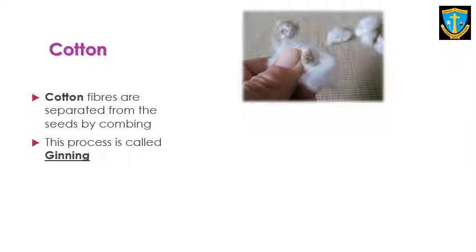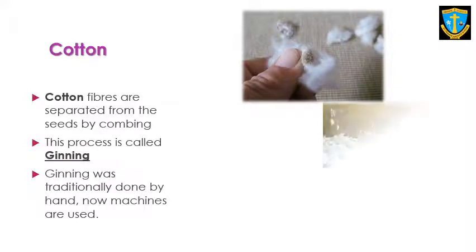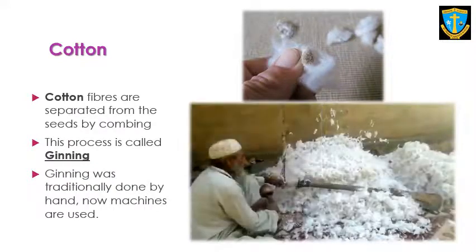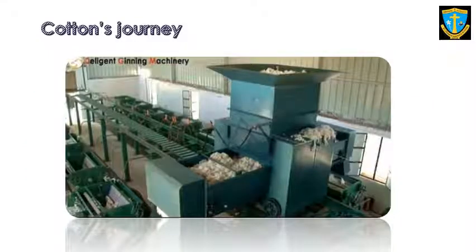Cotton fibers are separated from the seeds by the combing method. This process is called ginning. Ginning was traditionally done by hand. Now it is done by machine. If you see here, this is a ginning machine which can gin cotton on a large scale.